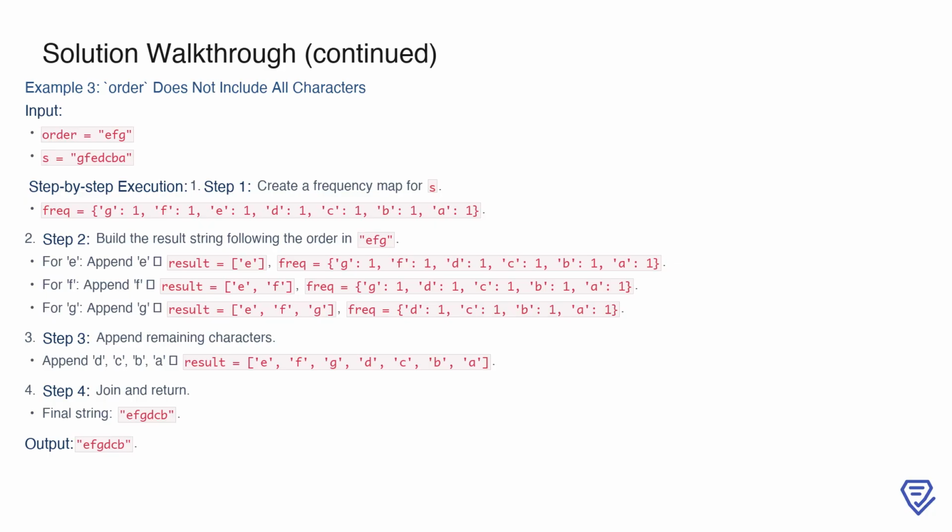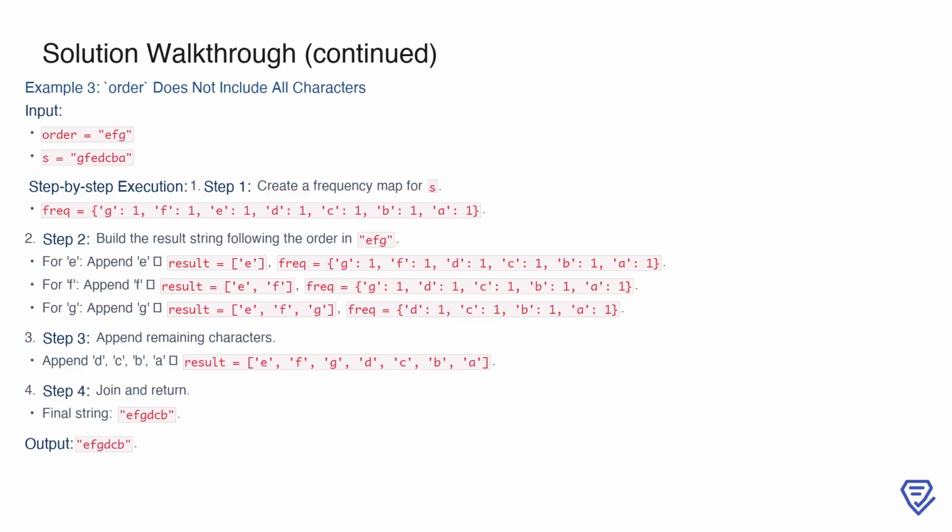At this point, the frequency map still contains characters D, C, B, A, which are not part of order. These remaining characters are appended in their original order from S, resulting in E, F, G, D, C, B, A. After joining, the final string is EFGDCBA. This example highlights how we handle characters outside of the custom order by maintaining their relative order from the input string.